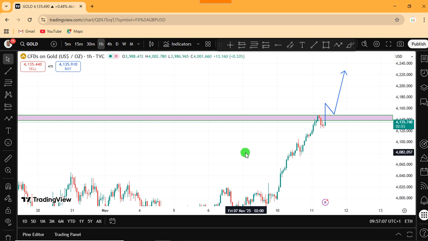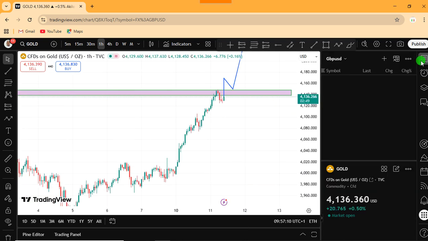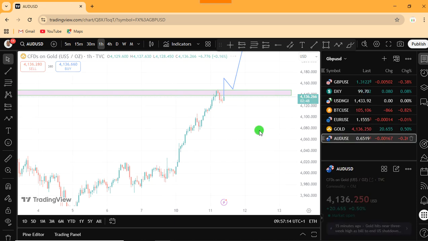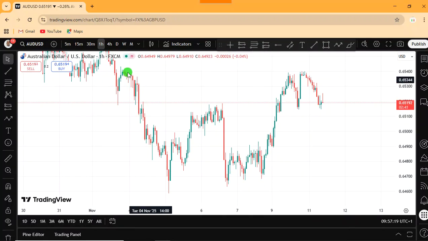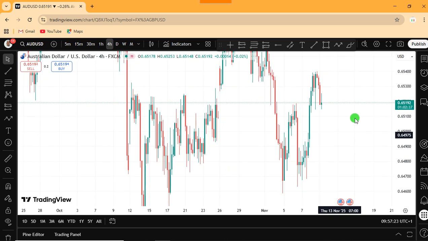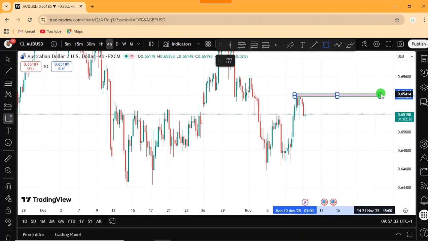So let's go to the next one, which is the one someone actually asked me to check out, the Aussie dollar. Let me remove the watch list right now. So let's go to the Aussie dollar, starting with the H4. And don't forget, you can still tell me your own particular pair you would like to be analyzed here too. So let's mark out our recent structure once again, which is going to be here.